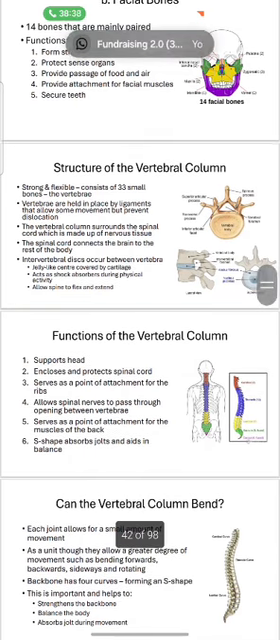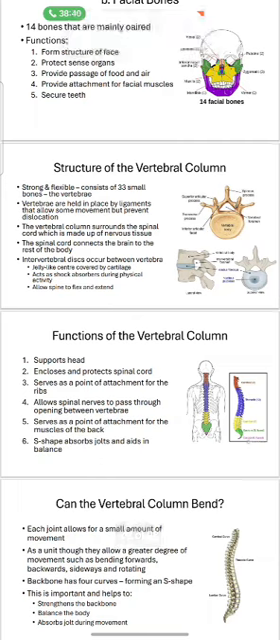The intervertebral discs occur between vertebrae. There is a jelly-like center covered by cartilage. It acts as a shock absorber during physical activity, allowing the spine to flex and extend.